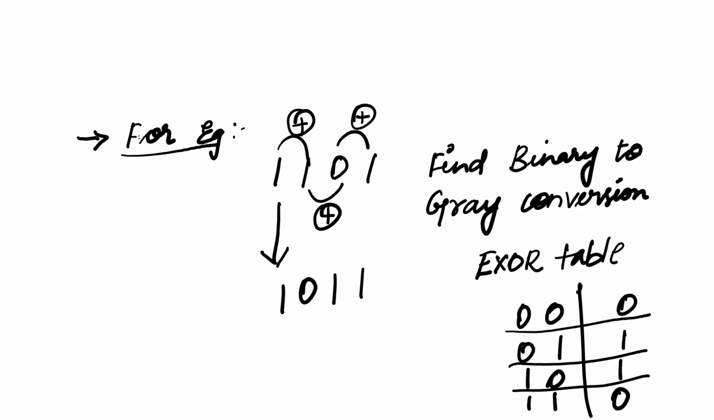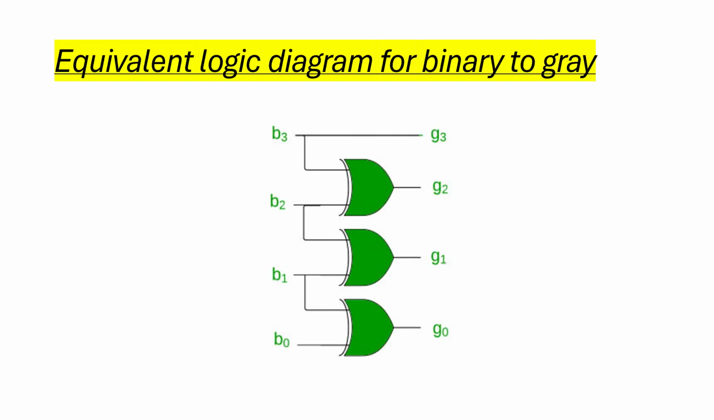For example, 1, 1, 0, 1. In this case, the MSB will be the same, 1. For the next stage, we will XOR the first 2 bits, and similarly for the consecutive steps. The equivalent logic diagram for binary to gray is this diagram.